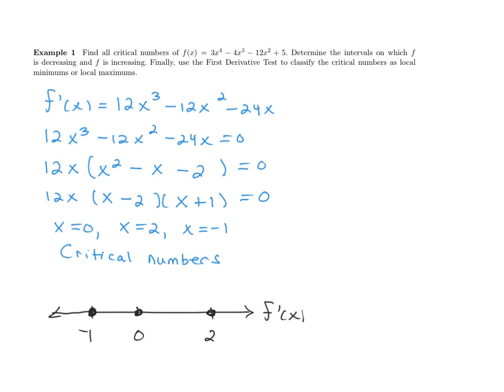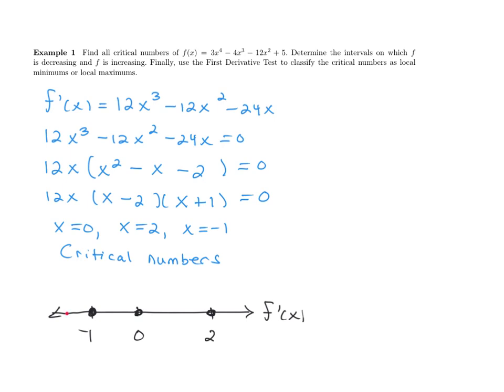If you want to use the first derivative test to classify these as local mins or maxes, the only other information you need about the derivative is: is it positive or negative in these other regions? I'm going to use a calculator to figure this out. I'm going to take my function f prime of x and plug numbers into it like negative 2, negative 1/2, 1, and 3 to see if I get a positive or negative number back. And I'll just note if it's positive or negative.